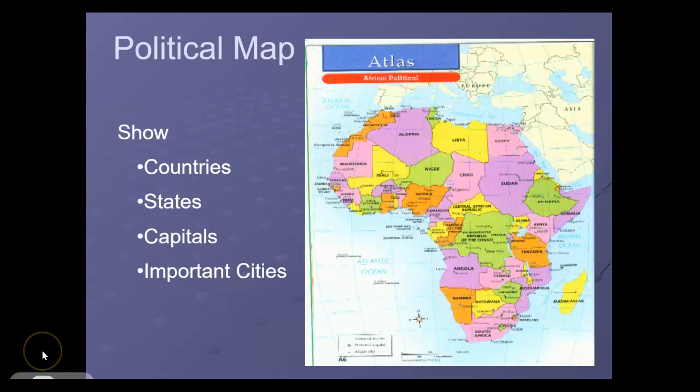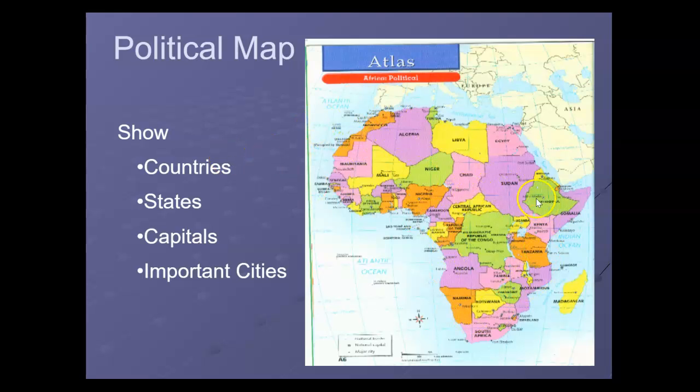Okay, the first type of map that we're going to look at is a political map. Now, political maps show us boundaries of things like countries and states. They also will show us capitals and important cities, and you can just write those into your guided notes right now. And then I just want you to circle the country of Sudan and draw an arrow from the word countries to Sudan, just to give an example.